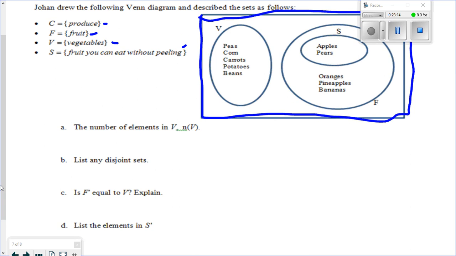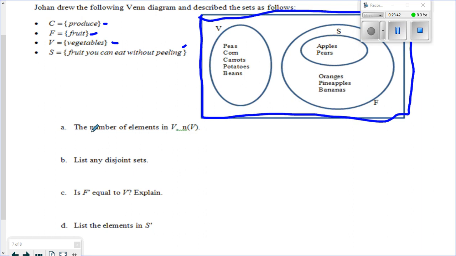Looking at that, within our set vegetables, we have peas, corn, carrots, potatoes, and beans. Within our set fruit, we have bananas, pineapples, oranges, apples, and pears, but apples and pears are within that subset of fruits you can eat without peeling. Eat a banana peel, whatever, that's gross. Let's not do that. So it says the number of elements.